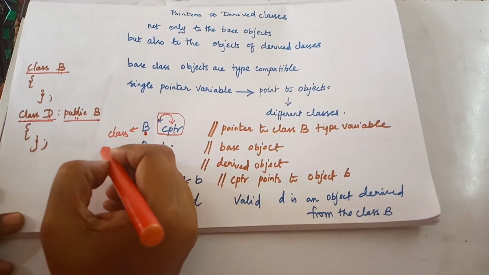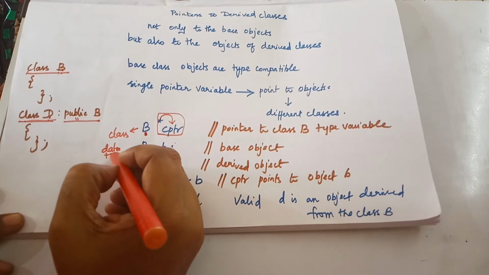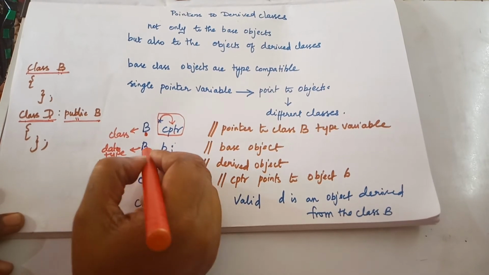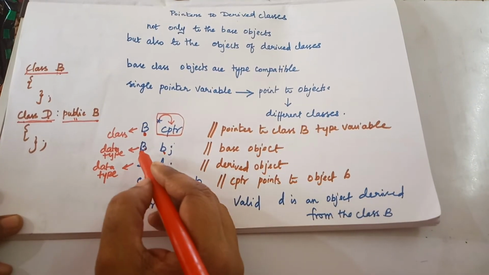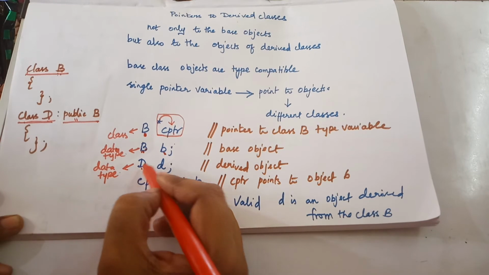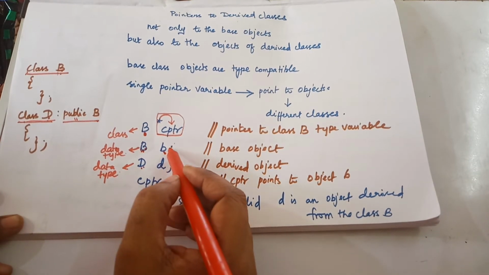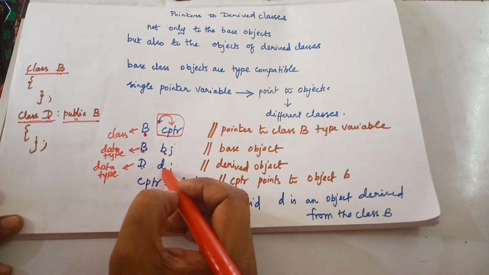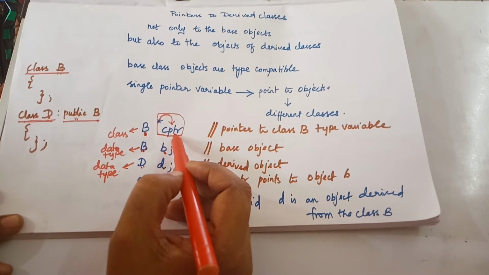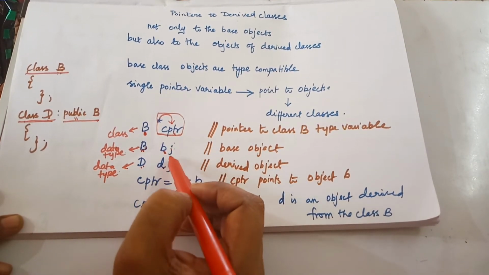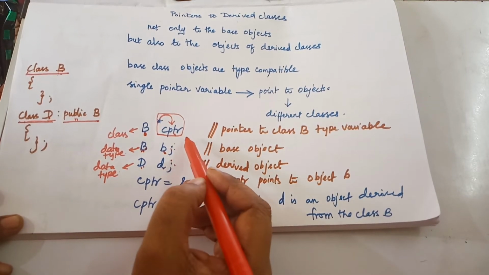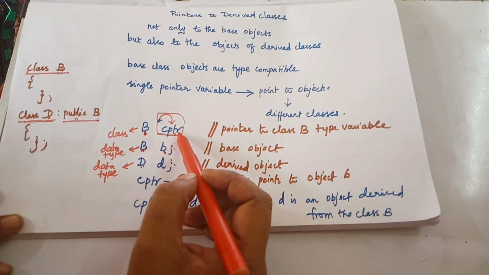B is one data type, D is another data type. For the data type B, I am creating the object B. For the data type D, I am creating the object D, correct? B is a base class object, D is a derived class object, and for the base class, I am creating one pointer. This is an object pointer. Normally, we will create only objects. In the previous programs, we have created only objects. In this program, newly, I am creating one object pointer.